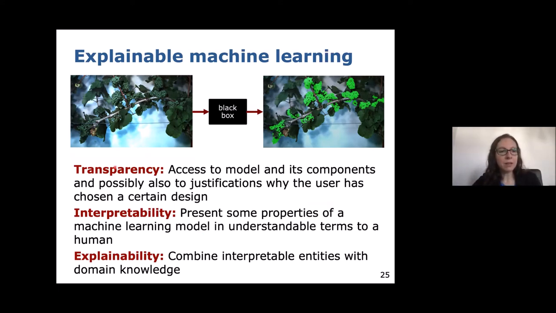And here we have transparency, interpretability, and explainability. Transparency is when you have access to the model and its components. Most likely, your model is transparent. Very often we have access to this model, it's this mathematical relationship between input and output. The problem is not the transparency, but very often the interpretability, because it's too complex for us to understand what's going on. So interpretability is when you present some properties of a machine learning model in understandable terms to a human. And when you combine it with domain knowledge, you have explainability.